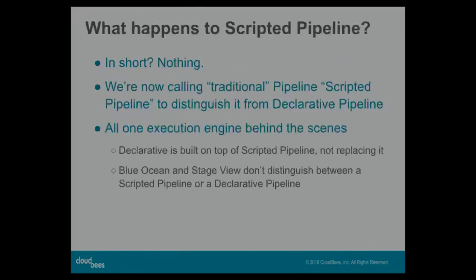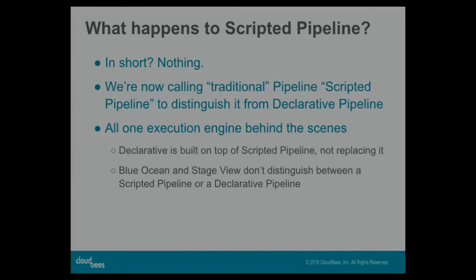So an important thing to touch on with declarative pipeline is what this means for scripted pipeline. In practice, it doesn't mean anything. Both still exist. Declarative pipeline is very much built on top of scripted pipeline. It's not a separate thing. It's a new syntax for pipeline. And we're now calling traditional pipeline scripted pipeline so that you can distinguish between the two and understand their roles.